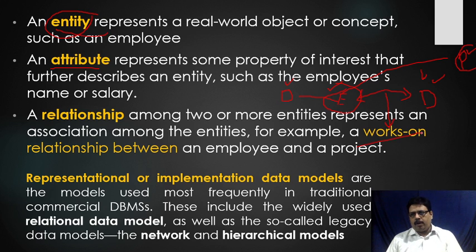That is works on, and between department and employee, that is works for. Like that, each entity will have relationships among the different entities. Employee entity will have a different relationship with the department. Employee entity will have a different relationship with the project. Department will have a different relationship with the project. Like that, there will be relationships among the different entities. I hope this point is very clear. Okay, but still we will be discussing the same concept in the second unit, where most of the things will be covered.